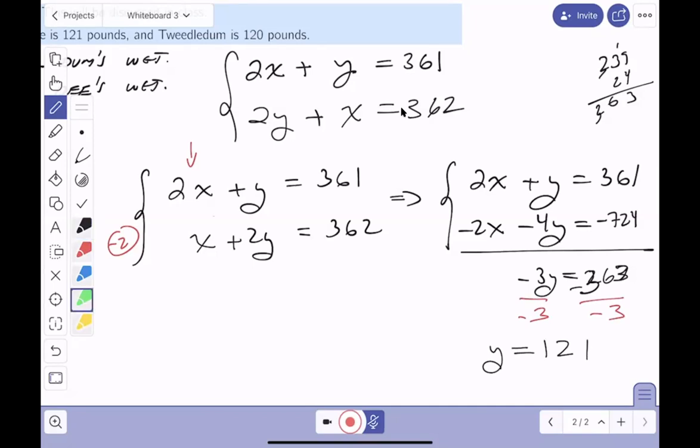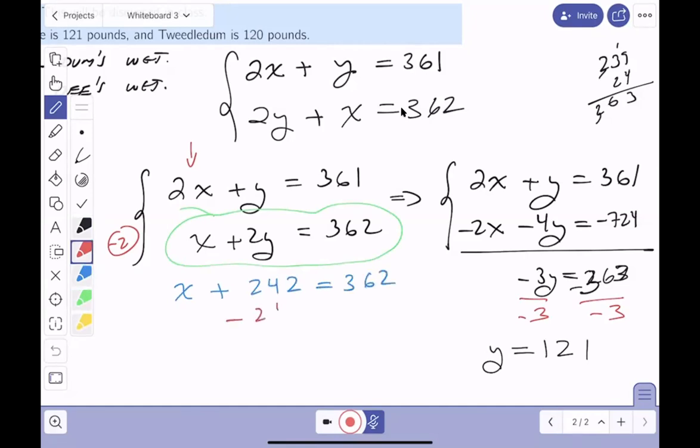I'm going to plug it in here, and I want to see what x is. So x plus 2y, that would be 242 equals 362. I need to subtract 242 from both sides. And what do you get? X. Again, I got to check my arithmetic. So 58 and 62. What do you get over there? 120.